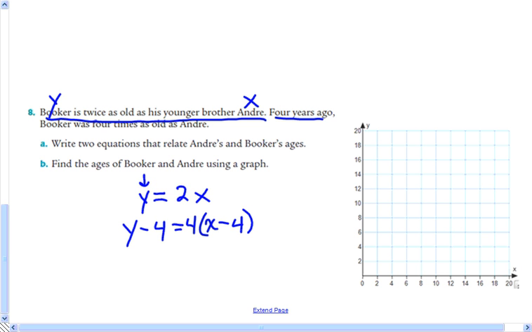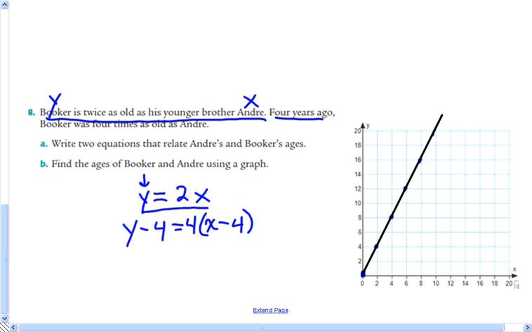So I'm going to graph this first one, y equals 2x. That one's easy, the y-intercept is 0. Slope is 2, so I'm just going to go up 2 every time I go over 1, and draw a line. Okay, and then I'm going to simplify this second equation. Or else I could use point-slope form. Maybe I'll use point-slope form. It's actually written that way.